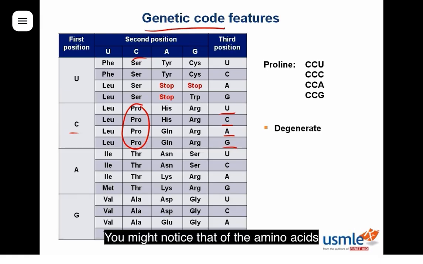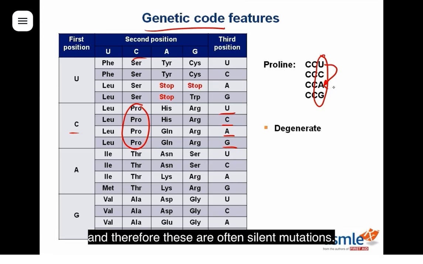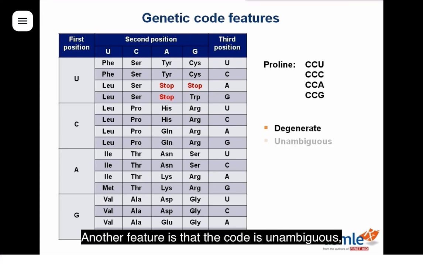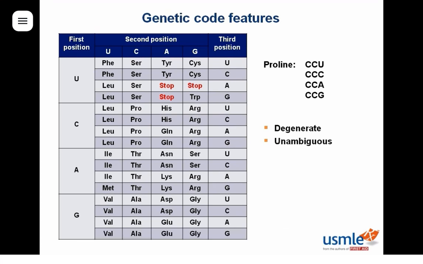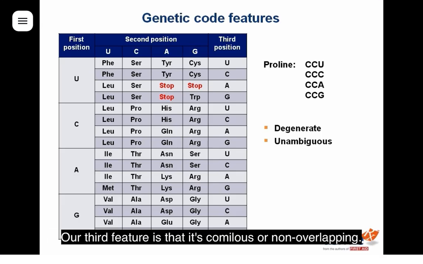You might notice that of the amino acids that have multiple codons, the codons usually only vary by the last nucleotide, which is why this is called the wobble base. Mutations in these third nucleotides will often not affect the amino acid sequence of the protein, and therefore these are often silent mutations. Another feature is that the code is unambiguous, which means that each codon only codes for one amino acid. Our third feature is that it's commaless or non-overlapping.